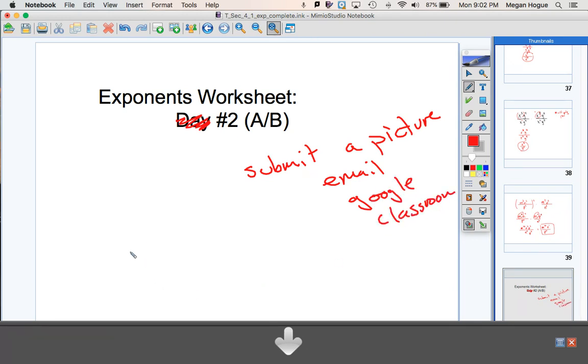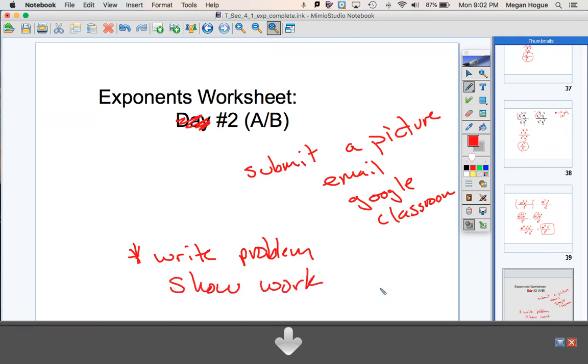And I'll just put on here a little reminder: write the problem, show work. I'm pretty sure I got rid of anything on the directions that said it, but you do not have to name the properties if I forgot to delete anything. So you never have to memorize those names.